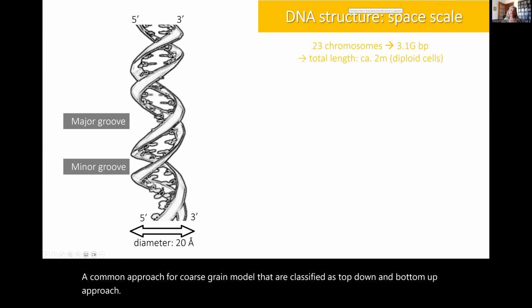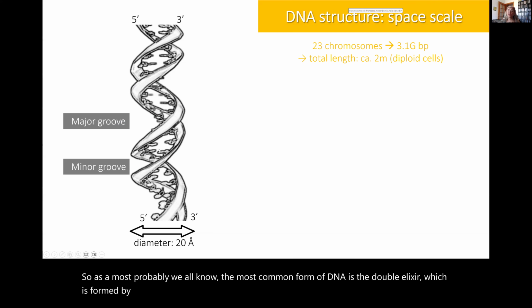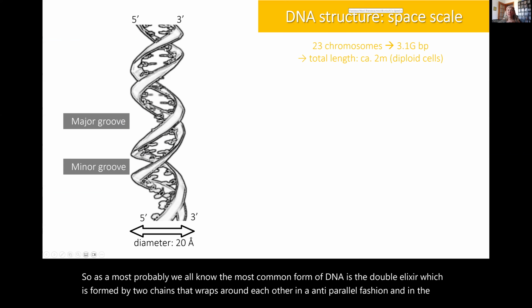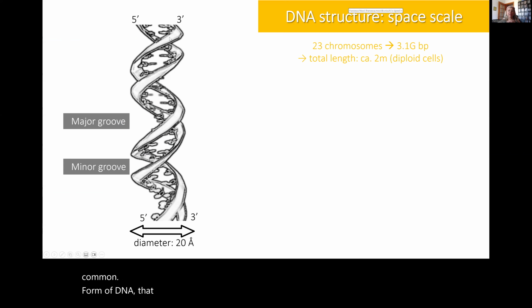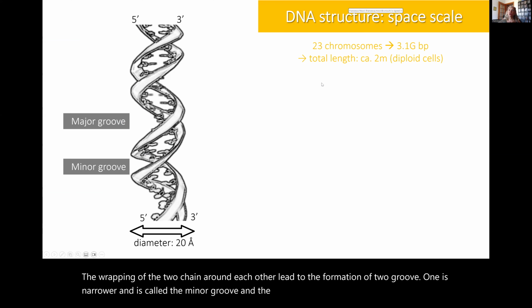So, as most probably we all know, the most common form of DNA is the double helix, which is formed by two chains that wrap around each other in an anti-parallel fashion. And in the most common form of DNA, that is called B-DNA, the wrapping of the two chains around each other leads to the formation of two grooves. One is narrower and is called the minor groove, and the other one is larger and is called the major groove.